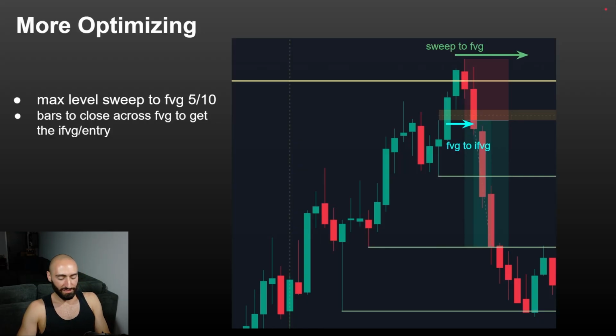Damn, did I optimize some more? I forgot I did another thing. I said, let's keep going. From fair value gap to inverse fair value gap, how long should we wait? Because if you wait too long, you know, like I was saying, is the fair value gap still good? Or is it better, like this picture, where it happens 2 bars after?